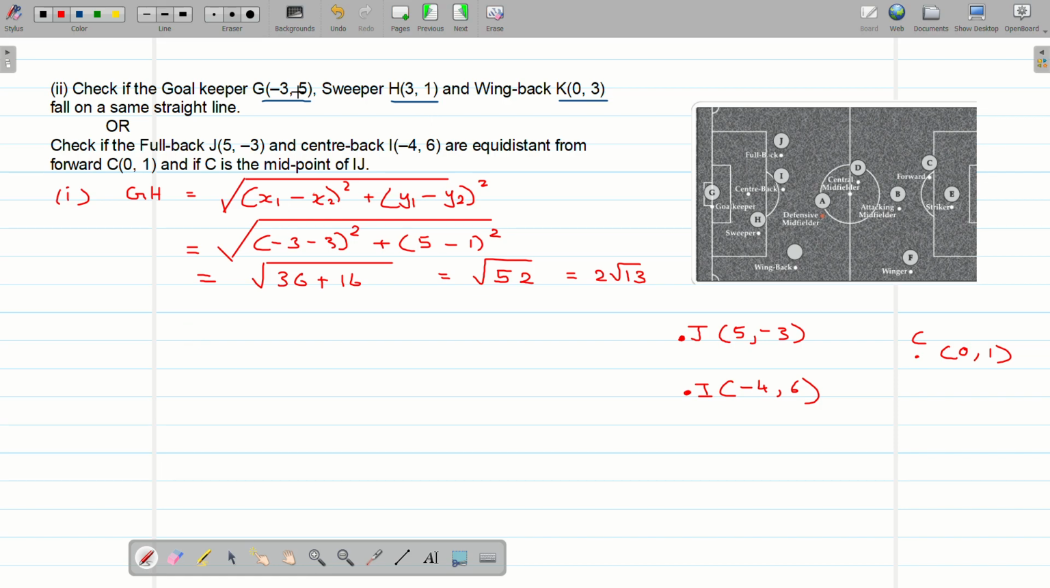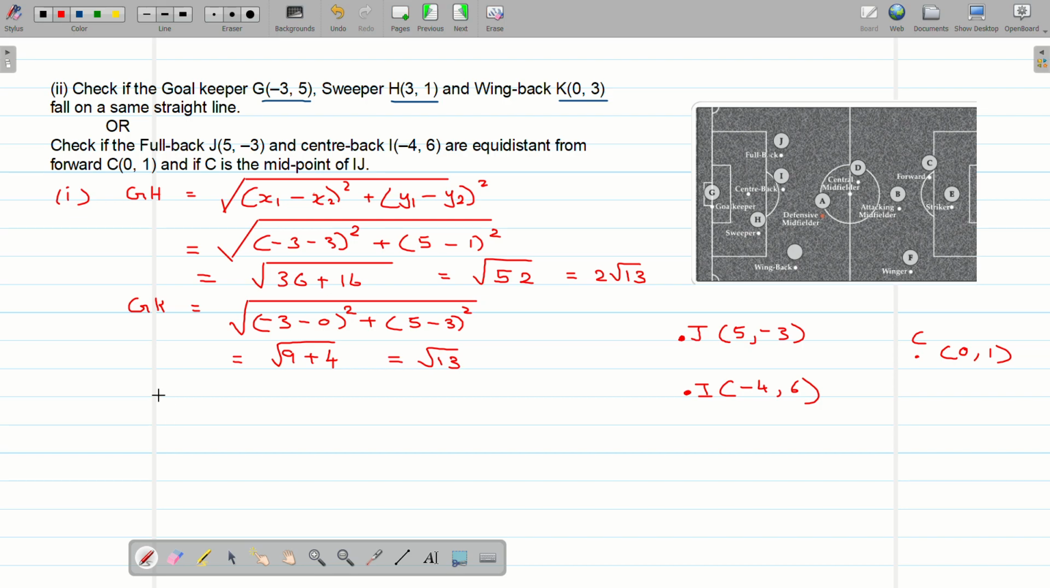GK, now we take GK. GK is equal to square root of (0 minus minus 3) or (minus 3 minus 0) the whole square plus (5 minus 3) the whole square, that is equal to 9 plus 4 is equal to square root of 13.